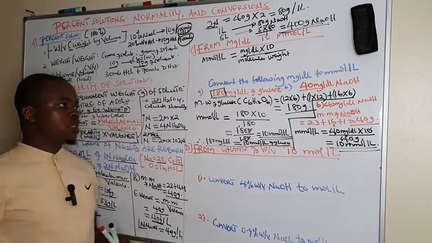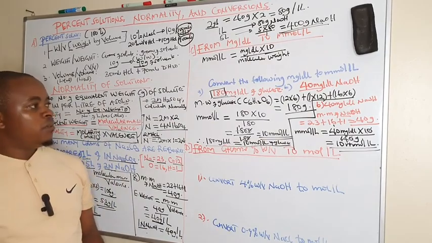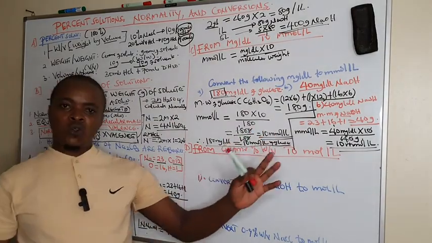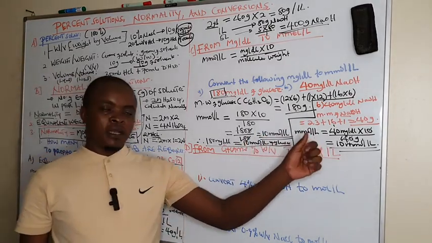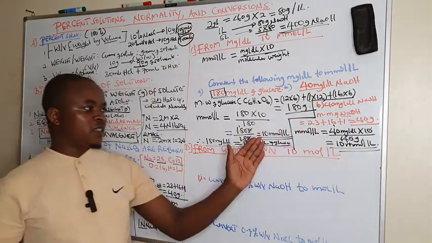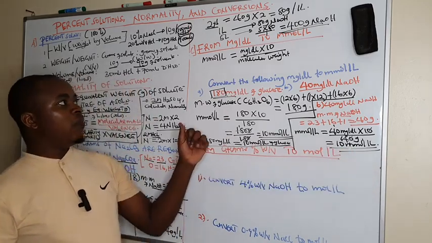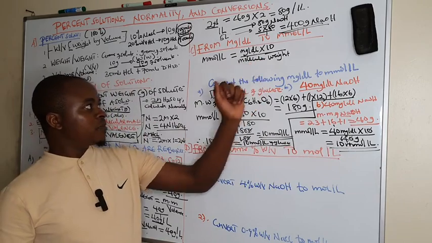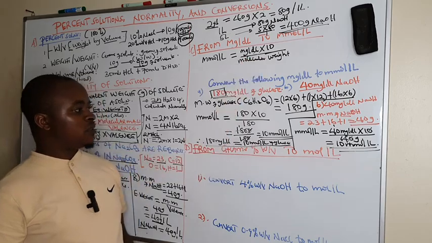So this is how we can convert milligrams per deciliter to millimoles. So long as I can know the molecular mass of the substance, I can easily convert it to millimoles per liter. And even vice versa, if I'm given this, I can also convert it back by still using the same formula, whereby I come and substitute.